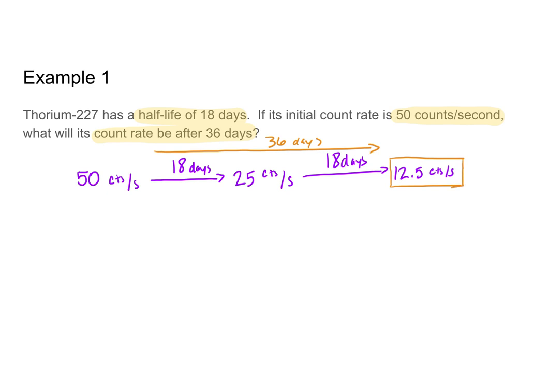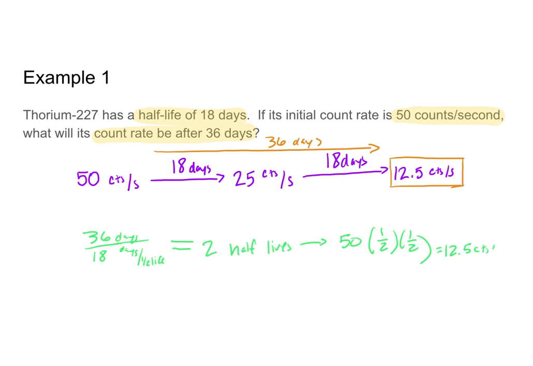since that's 2 half-lives. Another way I could solve this is I could say, okay, so I have 36 days, and there are 18 days in one half-life. So what that means is 36 days is 2 half-lives. And so then I would do the same thing. I would say, okay, so therefore I need to take 50 and I need to divide it in half twice, which again is the same thing as dividing it by 4, which again is going to give me that 12.5 counts per second, just like I got using my first method.